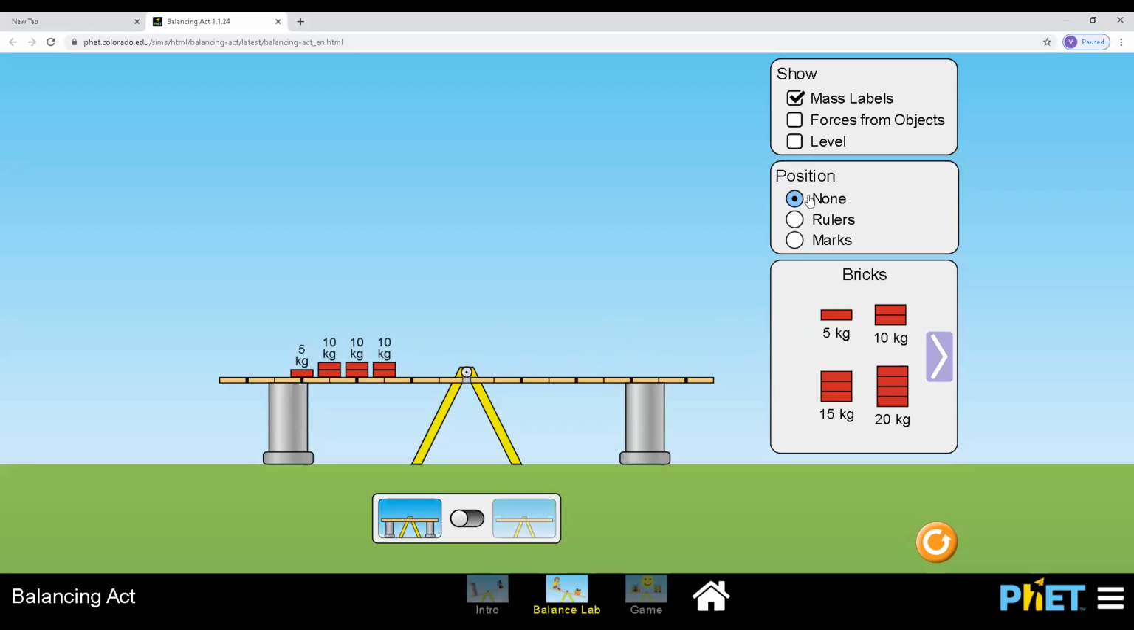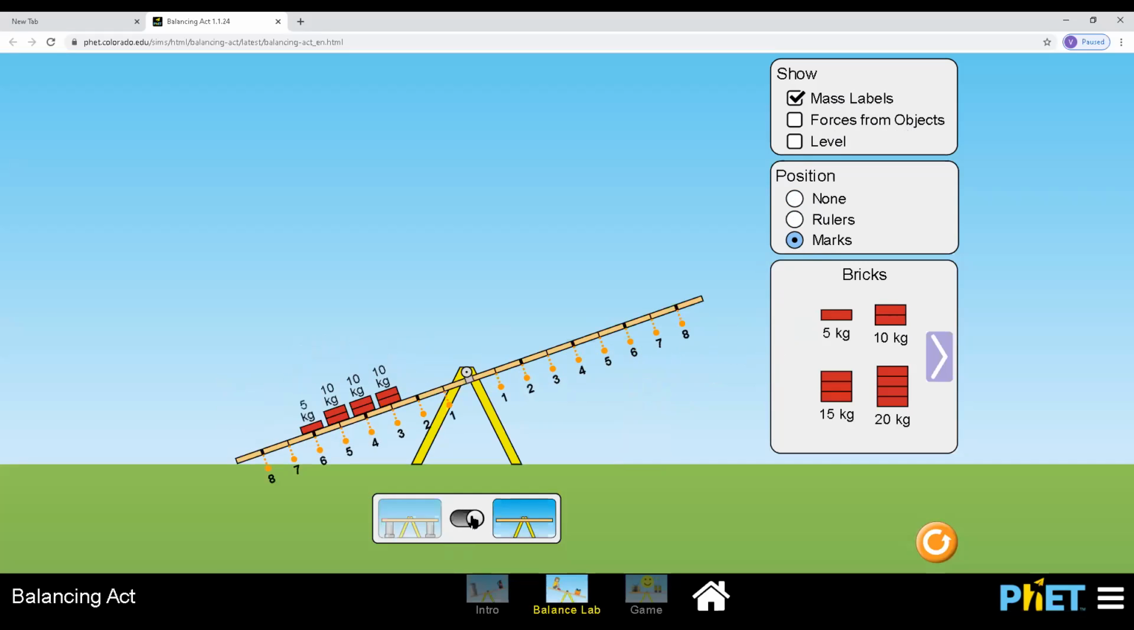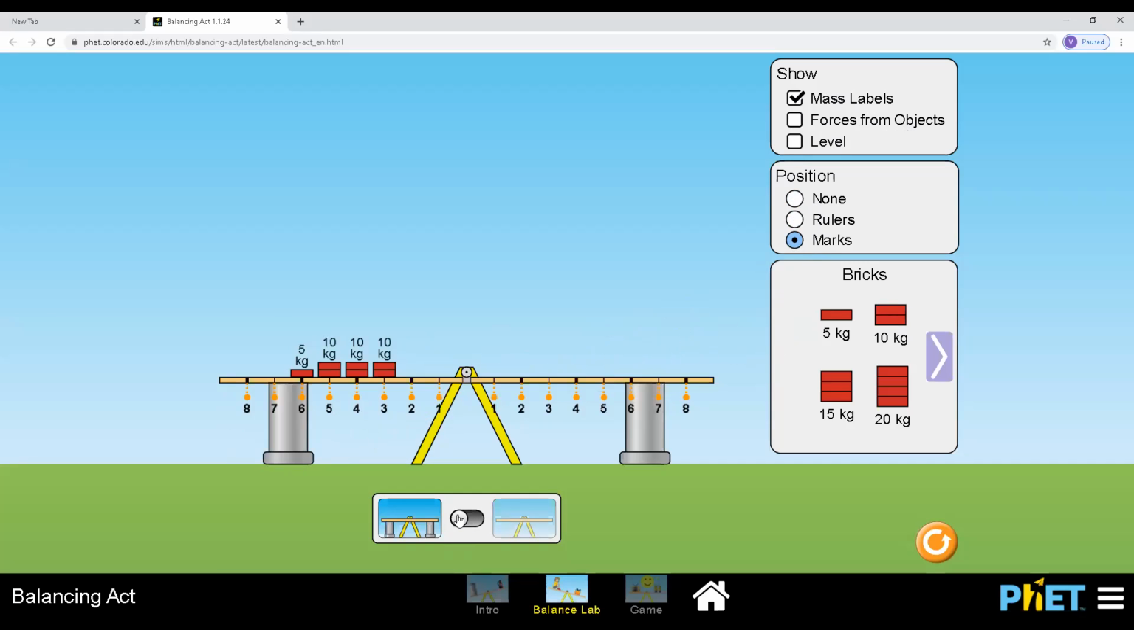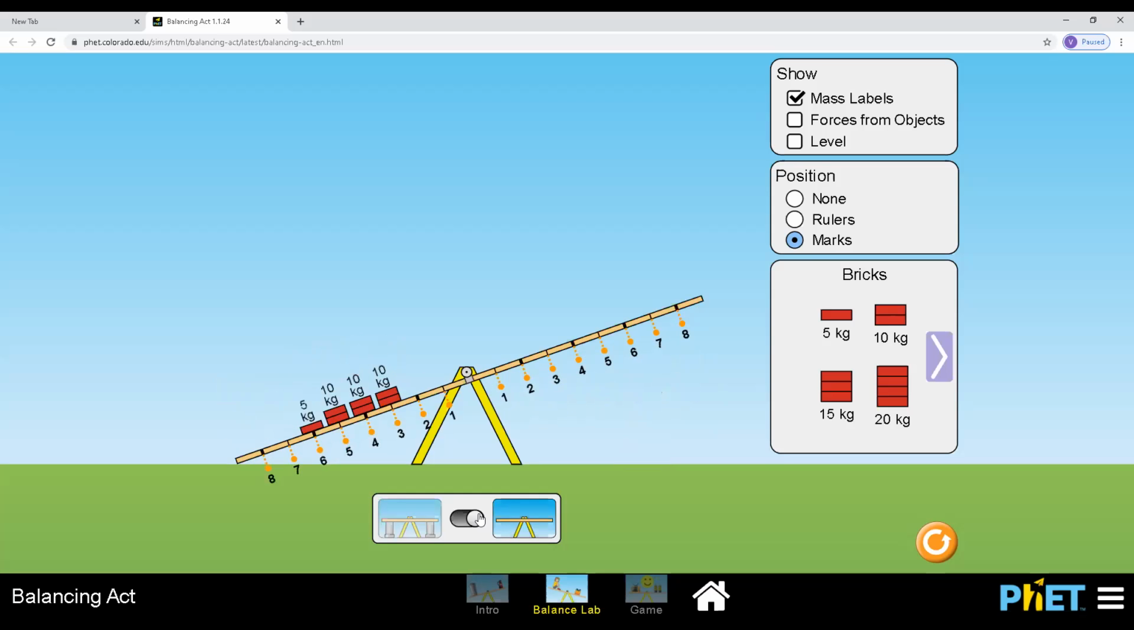So you can have different levels here. You can have mass, label, force from object, the levels, position, the ruler. So you can show a ruler too. All right, and you can mark it underneath where you put each load. And of course you can take out. When you do that, you're actually moving the support from underneath it. And then now the challenge is, when you do that, you could start to put some load and see where you would balance it from.